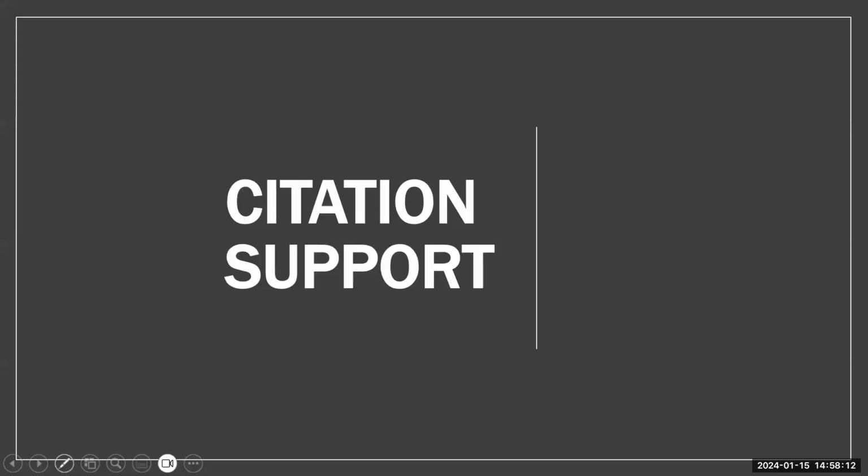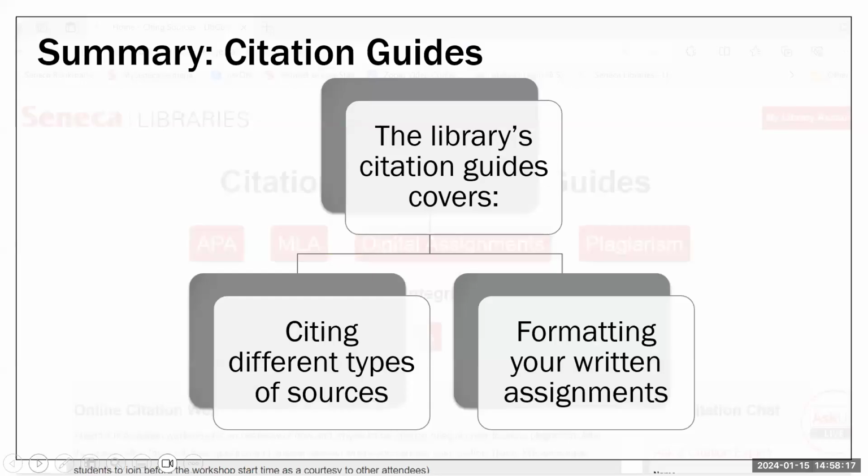All right, citation support. Now let's see what we have here. Our citation guides, what do they cover? They cover citing different types of sources: books, ebooks, articles in databases, articles in journals, and also formatting your written assignments. We're really giving you a starting point with that Word document for those written assignments, as well as information about digital assignments. So that's really important.